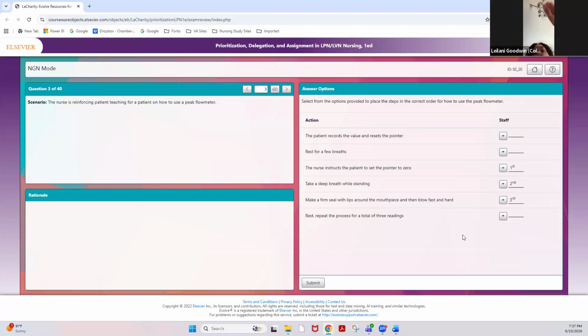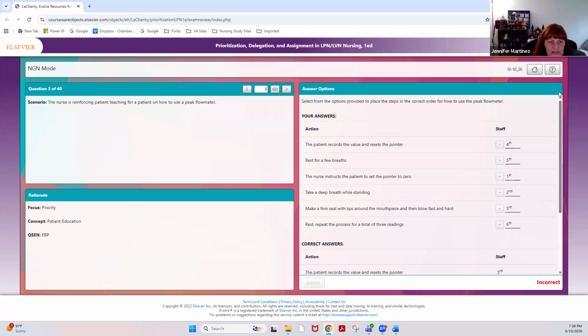You're going to have the patient record their value and reset the pointer. Okay, so that's fourth. Then fifth, rest for a few breaths. And then sixth is repeat the process for a total of 3 readings. Let's see if that's it. All right, good job. What did we mess up?